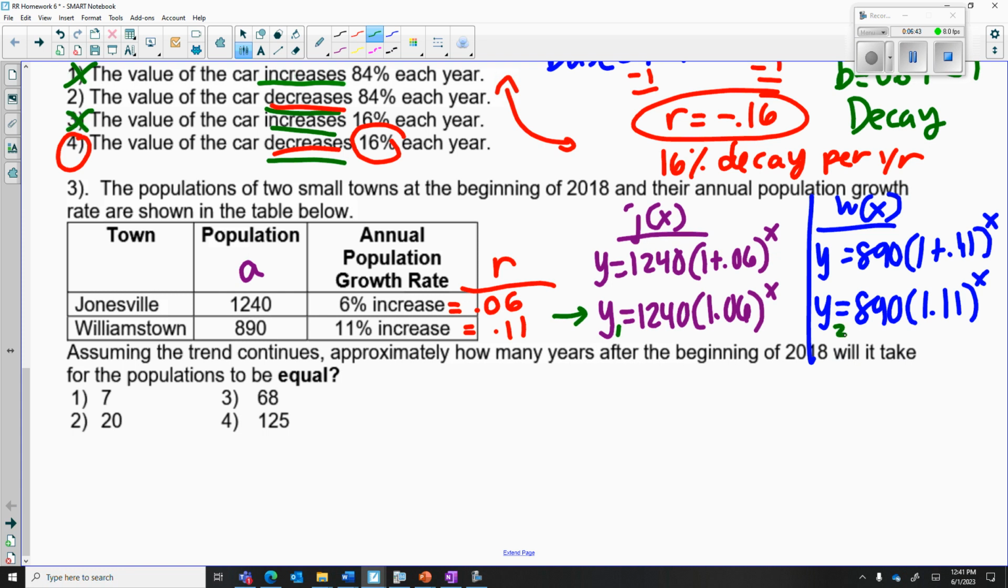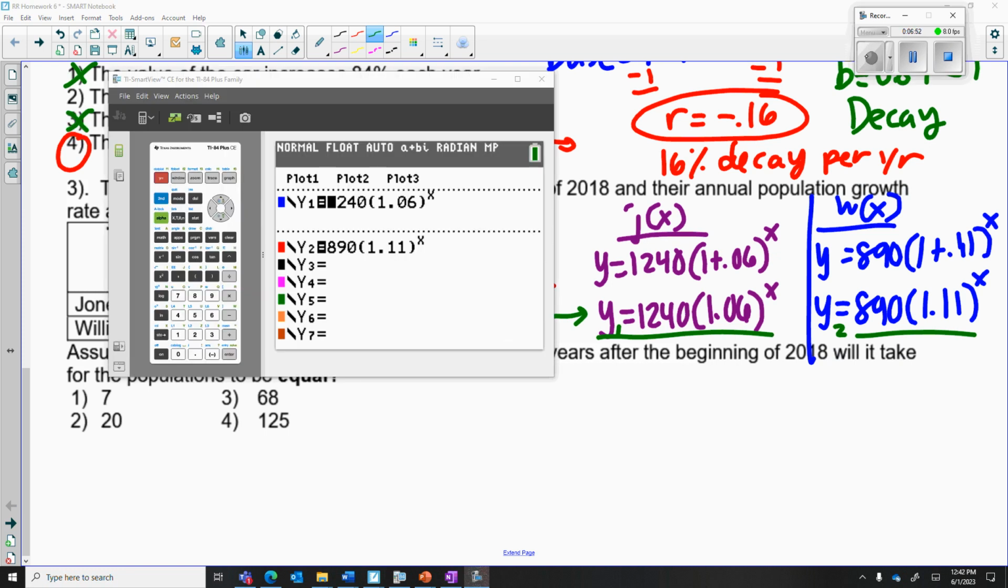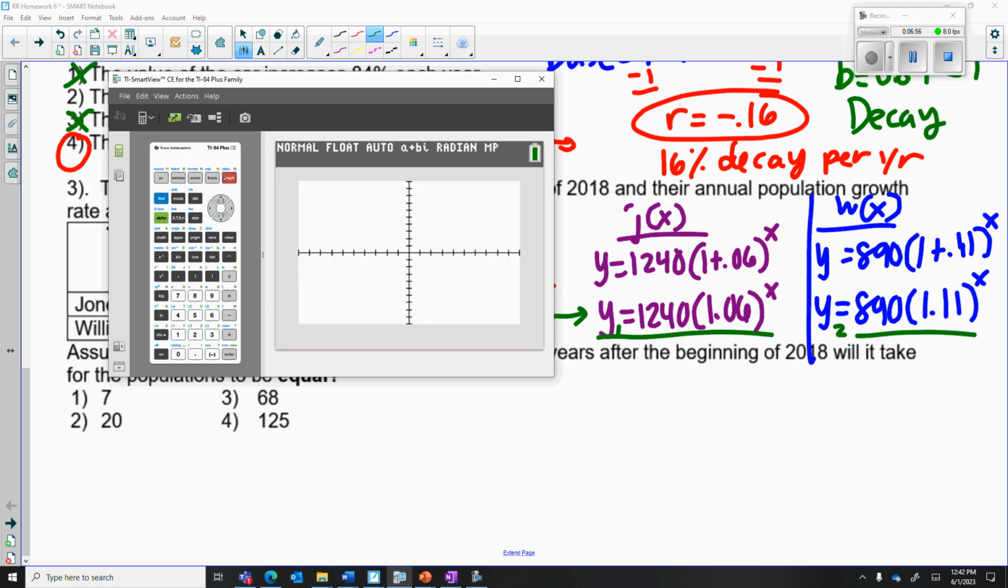So right now what you're going to do is put in y1 and y2 the two equations, and you're going to see where they intersect. So please do that now. But please note, you're going to have to change your window. As you can see, I have in y1 and y2 the two equations, but when I hit graph or zoom 6, I cannot see them.